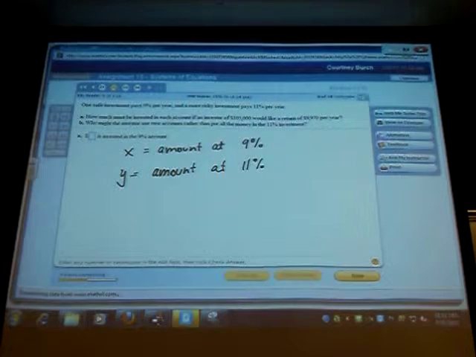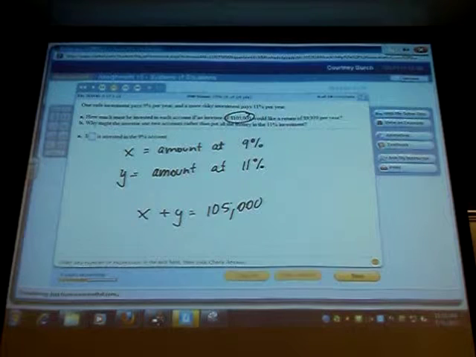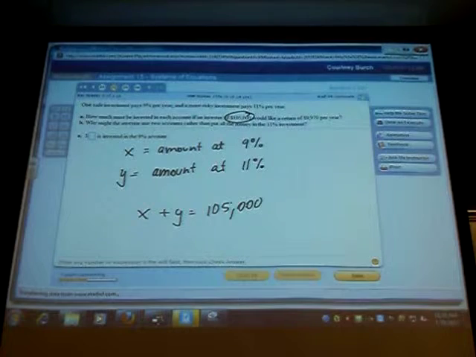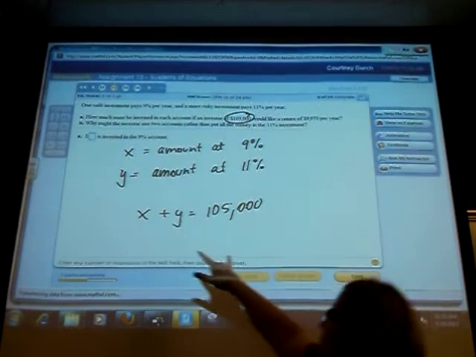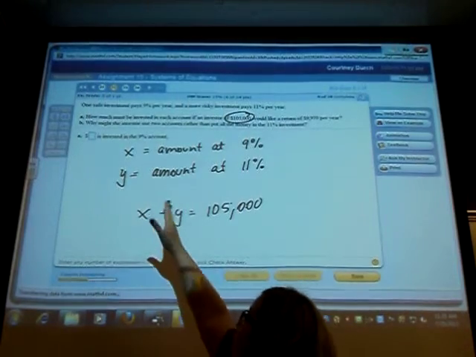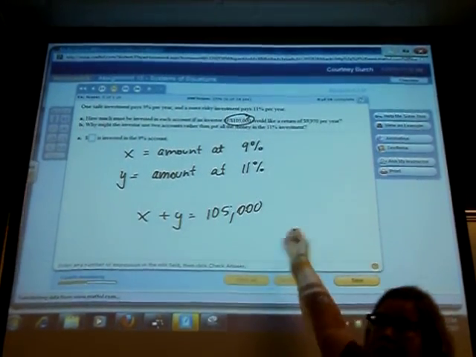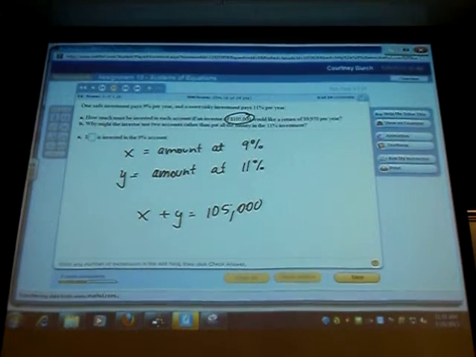Okay, so I've got the amount at 9% and the amount at 11%. So I'm going to have two equations. One is going to be for the total amount. So the total amount would be X plus Y, and that has to be equal to the amount that I have to invest, which is $105,000. So how do you know it's the total amount? Because they said I had $105,000 to invest, and whatever the breakdown is, I'm going to assume that I'm going to invest all my money. So if I invest some in one account and some in the other account, then it has to add up to the amount that I have. So we're going to assume that we're investing all of our money.